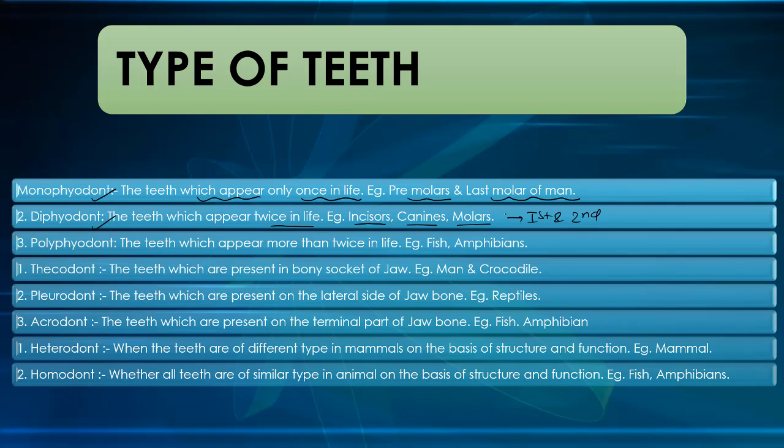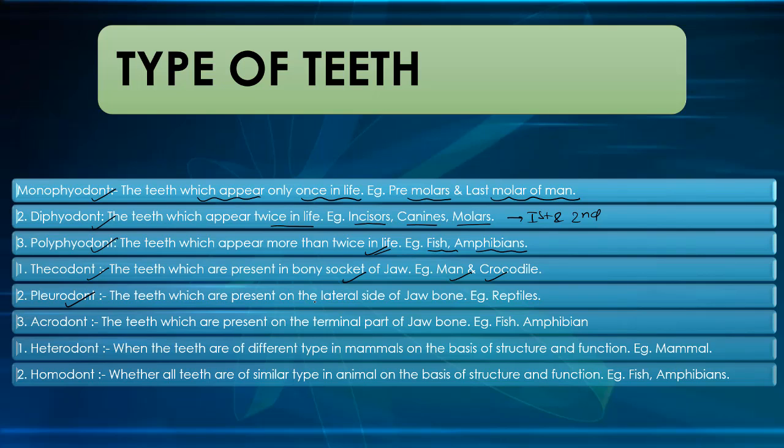Polyphyodont means the teeth which appear more than twice in life, for example fish and amphibians. Thecodont means the teeth which are present in the bony socket of the jaw, for example man and crocodile.